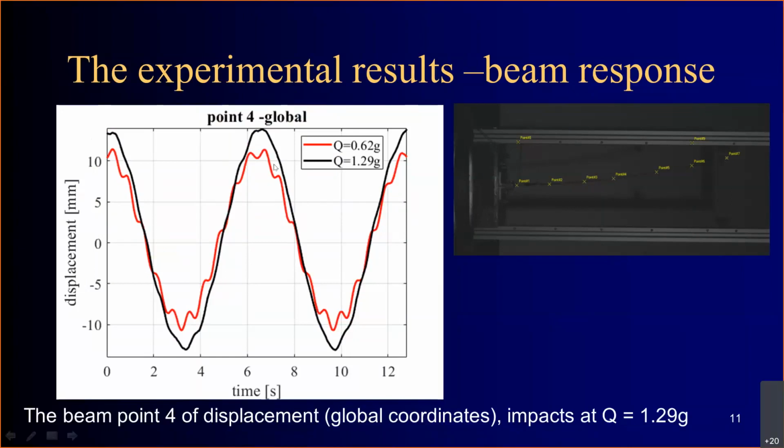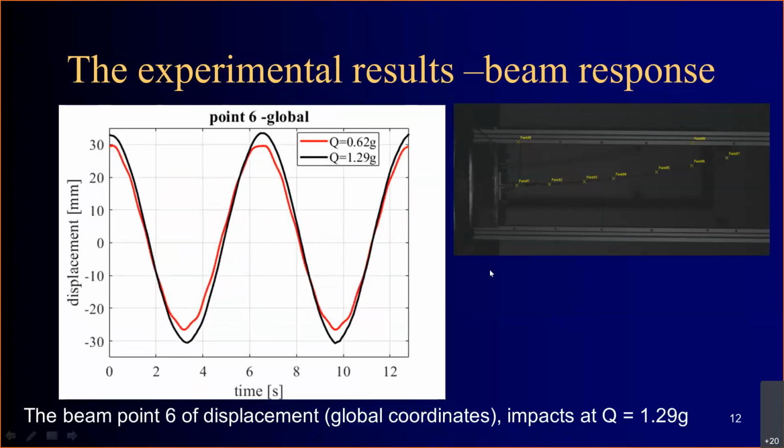You can see the differences for excitation Q equals 0.65 and 1.29. There is a black point, which is impacting, but the red line is not impacting. You can see the fluctuation disappearing if the system touches this point. It's the same we've got for the 0.6 on this beam.